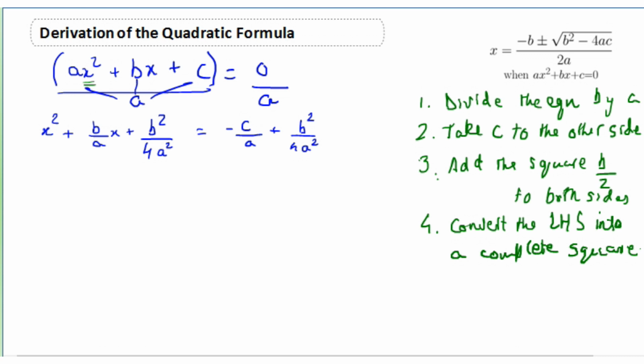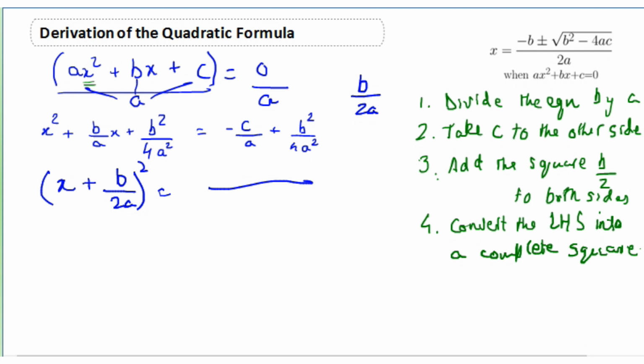Now we know the algebraic identity: a plus b whole square is equal to a square plus 2ab plus b square. And if we know that the term that we added was the square of b over 2a, and if you see this is the double of that, and a was supposed to be 1, so this is just fitting into it. The perfect square of this would be x plus b over 2a whole square is equal to, and I'll simplify this as well.